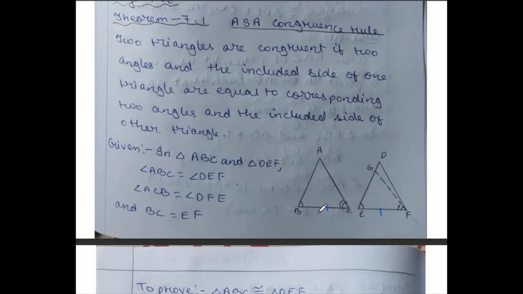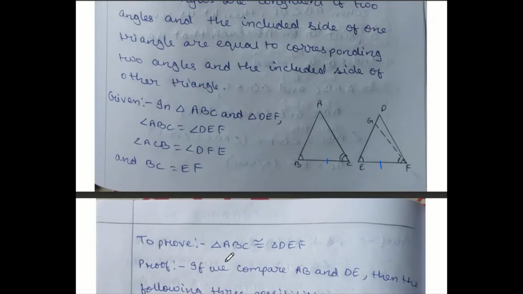Two angles and included side are available. Angle ABC and angle DEF are both equal. Angle ACB and angle DFE are also equal, and BC and EF are also equal. But still I have to prove both the triangles are congruent, triangle ABC and triangle DEF. Already matching parts are available. Mind it, you are proving the angle side angle congruence rule. It is given in the question itself, but still they are telling us to prove it. So by using some other criteria, we are going to prove this.